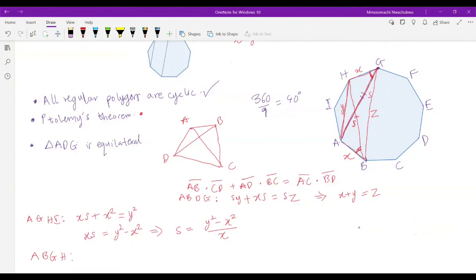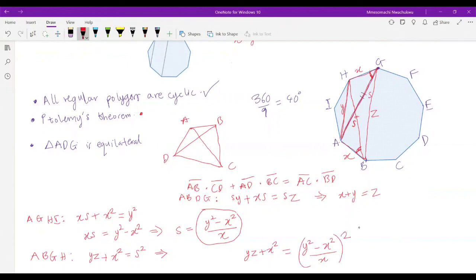Okay. So to relate the sides and diagonals of ABGH using Ptolemy, we can quickly get yz plus x squared equals the product of the diagonals, so s squared. This implies that we can put what we have for s into this equation, and we get yz plus x squared is equal to y squared minus x squared all over x, all squared.